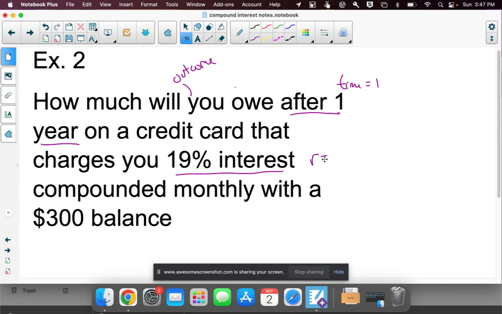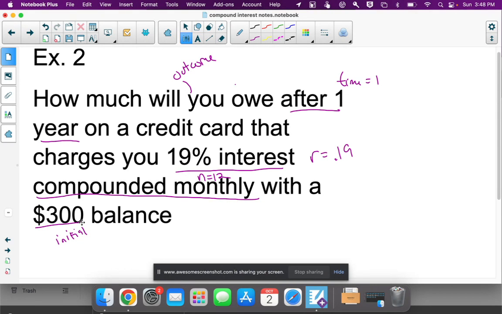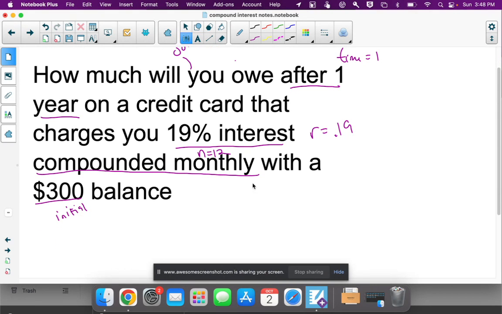19% interest, there's your rate. Okay, compounded monthly, that means N is 12. And this is your initial amount. So you're putting $300 on your credit card and you're not paying on it. You're just letting it sit there, trying to figure out how much you are going to owe at the end of a year. All right, so let's set it up.